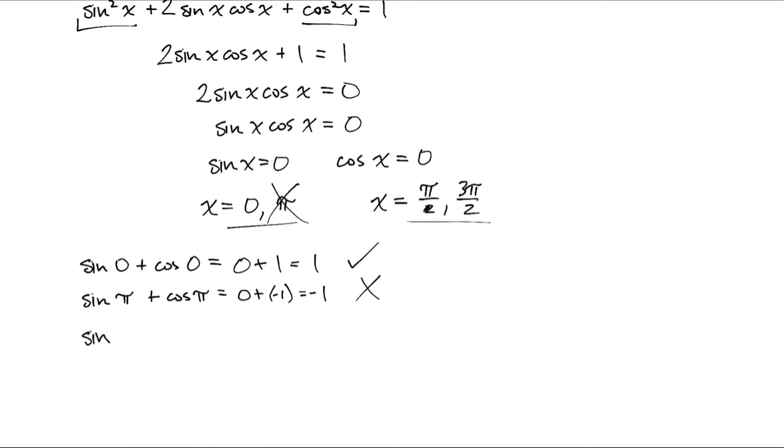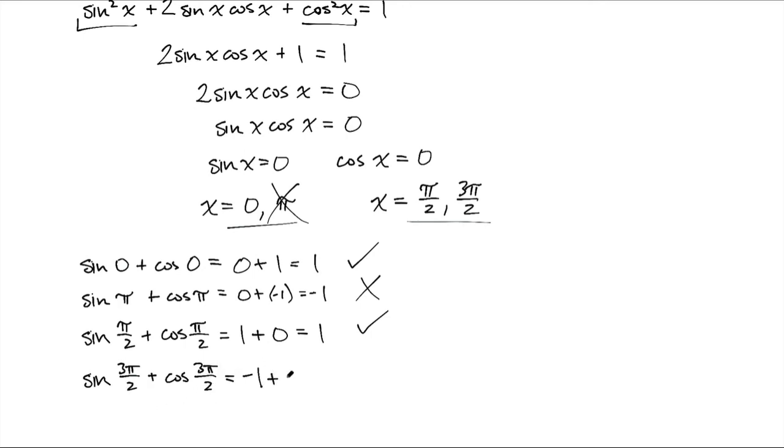Okay, then pi over 2. Sine of pi over 2 plus cosine of pi over 2. Well, that's 1 plus 0, which equals 1. That works. And then finally 3 pi over 2. Sine of 3 pi over 2 plus cosine of 3 pi over 2. Sine of 3 pi over 2 is negative 1, plus cosine of 3 pi over 2 is 0. That's equal to negative 1, which is not equal to 1, so that doesn't work either. So our solutions then are x equals 0 and x equals pi over 2.